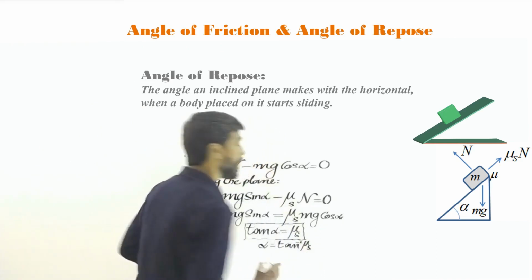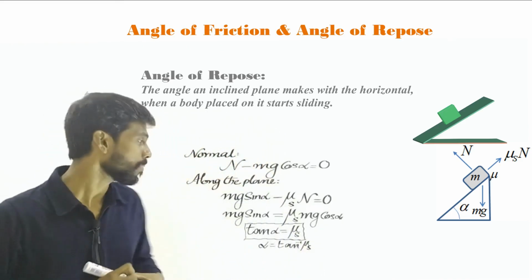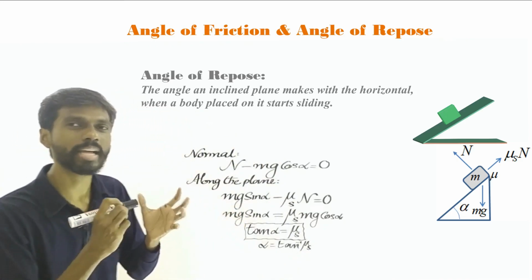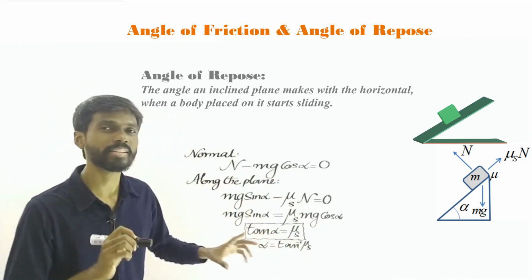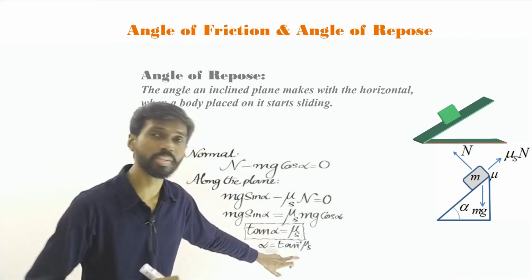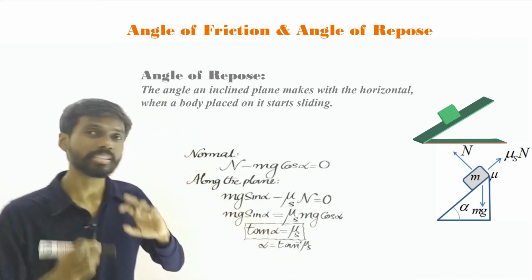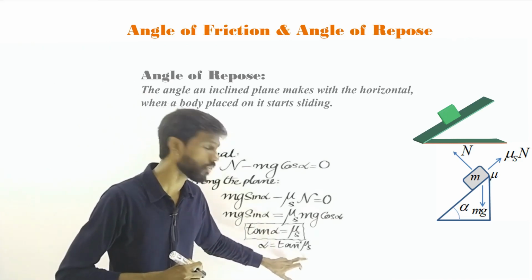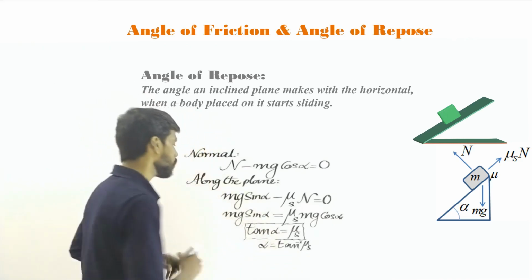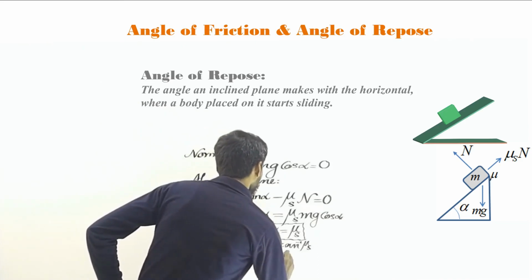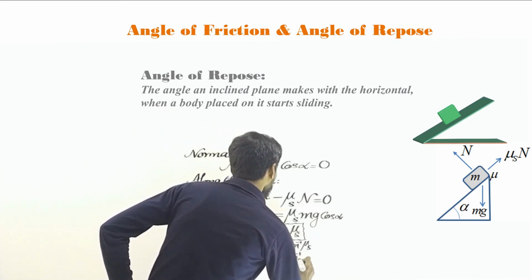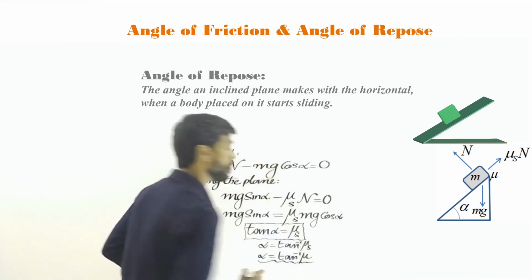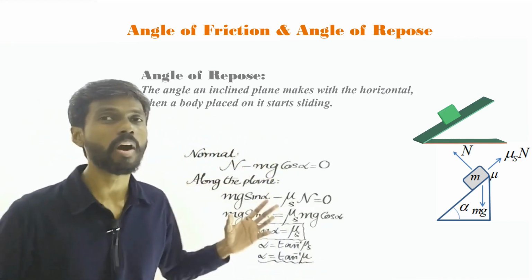But in most cases, like we discussed, mu s and mu k are both taken as the same value. That means you simply denote it by mu, the coefficient of friction. We will not consider the coefficients of static friction and kinetic friction separately. Mu s can simply be written as mu. So alpha equals tan inverse of mu. That is the formula for finding the angle of repose.